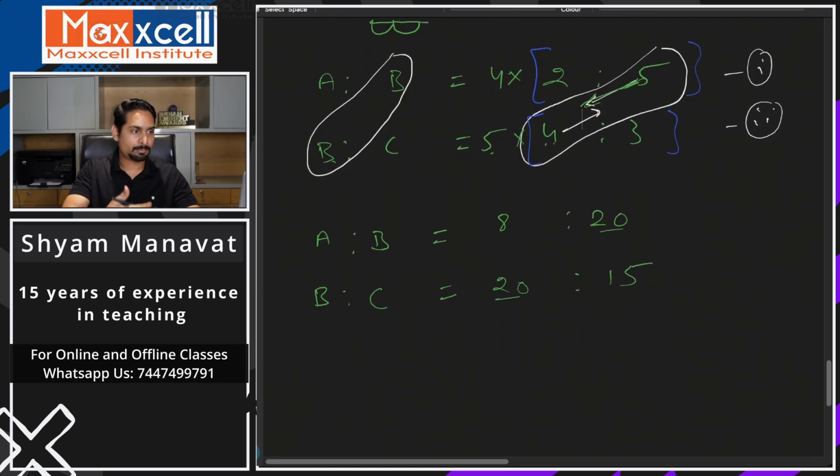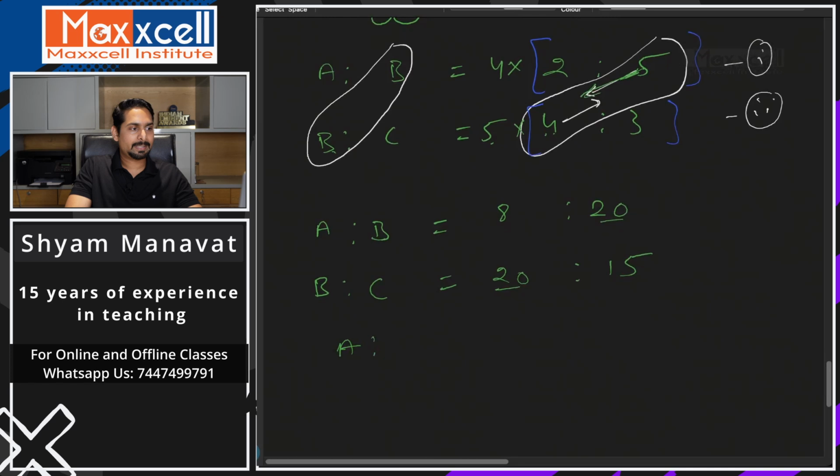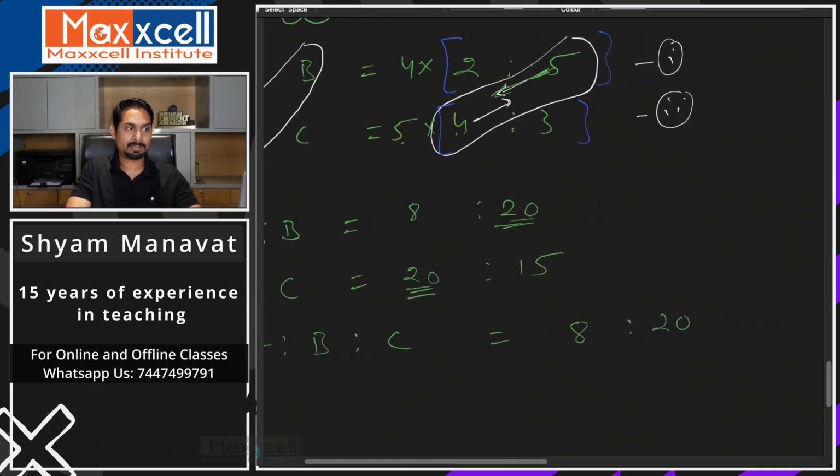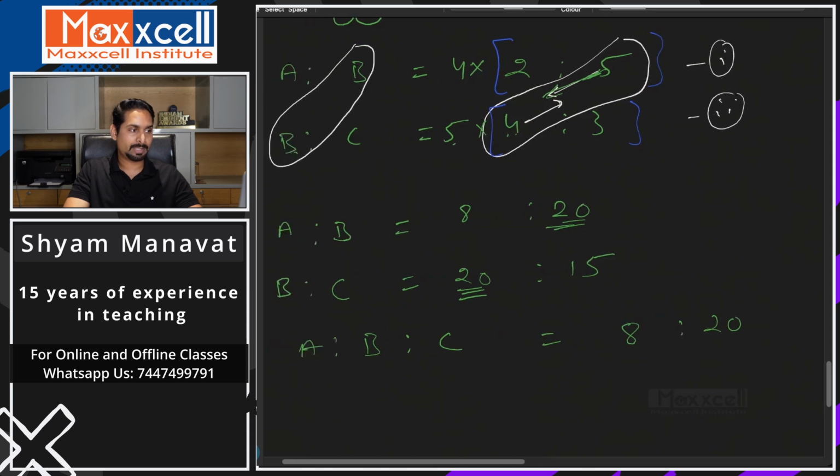This is called the scaling property. You scale it to make them represent the same values. Well, now we got A, B, C as what? A as 8, B as 20. Both should have equal value. Otherwise, you can't write simply B's value as 20. Both should have 20. Then only you can write 20. A compared with B: A is 8, B is 20. And B compared with C: B is 20, C is 15.